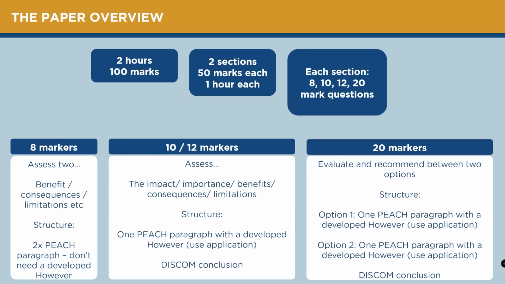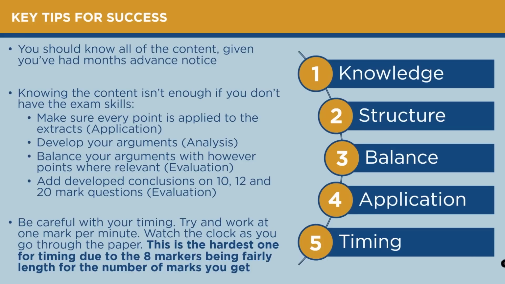And obviously our 20 marker is probably the easiest one, so you've had loads of experience with these as well. Two PEACH paragraphs, one for each of the two options. So, I talked through this before on the previous videos. Hopefully you've already seen those and they hopefully helped. There's been quite a lot of really nice feedback, so that suggests that they've been fairly helpful.